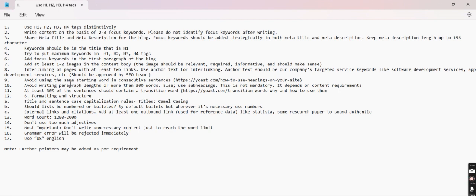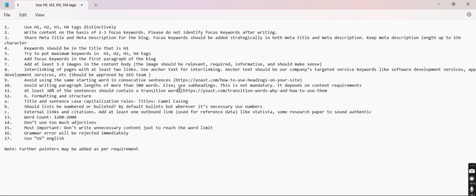Don't become boring. Try to be more formal. If you're writing a formal type of thing, write in a way that the tone sounds great, right? So see that, and avoid writing a paragraph of more than 300 words. Use subheadings. It is not mandatory, but it depends on content requirements. At least 30% should have transition words.